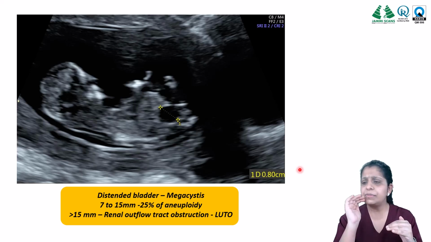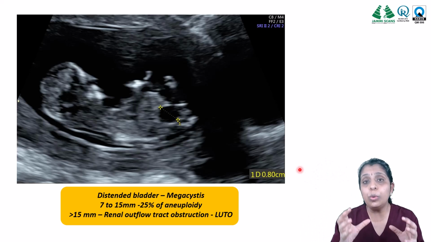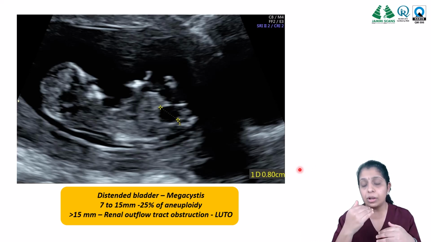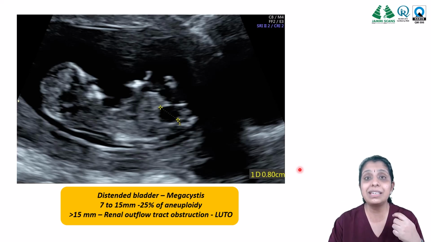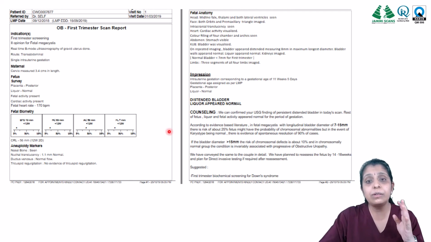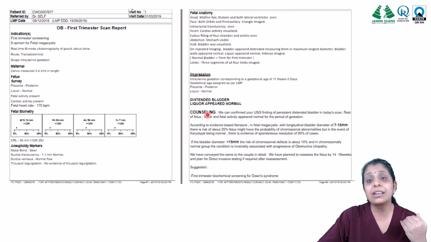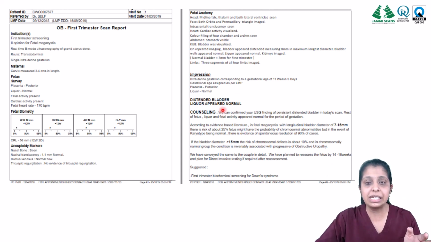But what happens if the measurement is above 15 millimeter? Then it points more in favor of a lower urinary tract obstruction. So you would ask them to get back at 16 to 17 weeks to see if the kidney is dilated or hydronephrotic. That crucial point is very important, because that's what paves the way for our counseling. So we reported as distended bladder. Yes, and fetal kidney is normal.